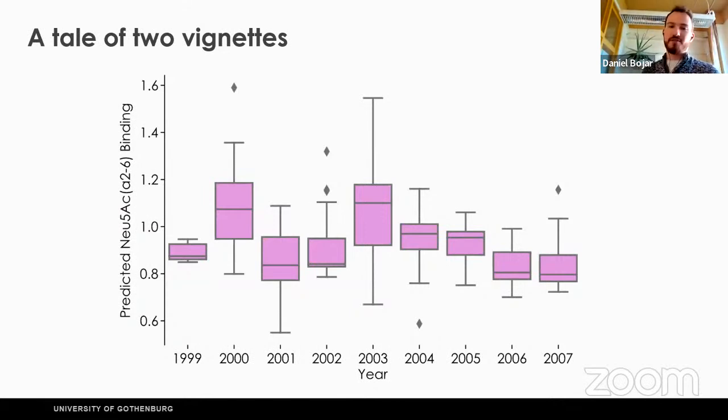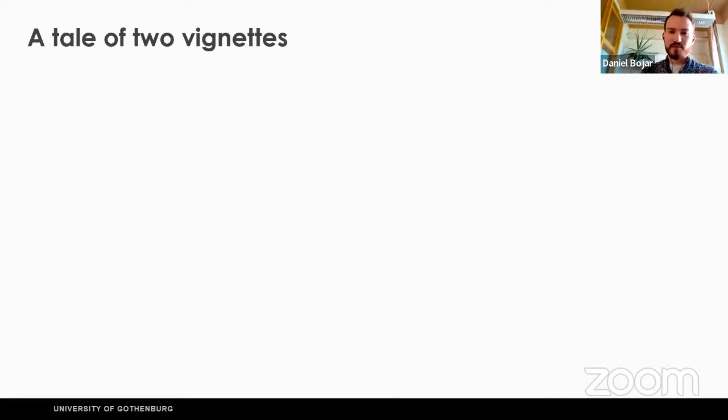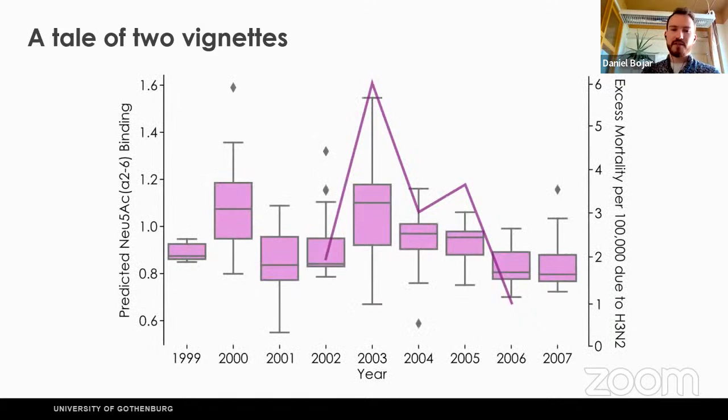You see some fluctuations over the years, depending on which strain was dominant, very well matching the experimental binding of these strains. And then if you overlay the excess mortality that was due to the strains of that influenza class, you see at least some indicative match with the increased binding. So again, the hypothesis is that if it binds better to human-like glycans, it could be that it's better at infecting or at least increasing the viral load that is being imposed on these patients. So this definitely needs more investigation, but it's an encouraging first result, I think.